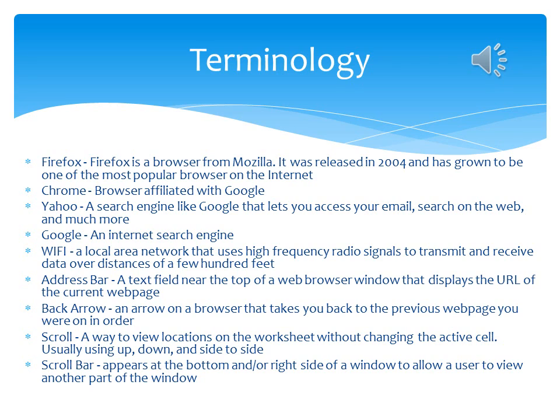Back arrow: an arrow on a browser that takes you back to the previous web page you were on in order, and that would also work with the forward arrow. Scroll is a way to view locations on the worksheet without changing the active cell, usually using up, down, side to side. And a scroll bar appears at the bottom and/or right side of the window to allow the user to view another part of the window.